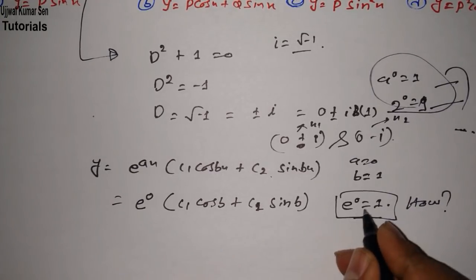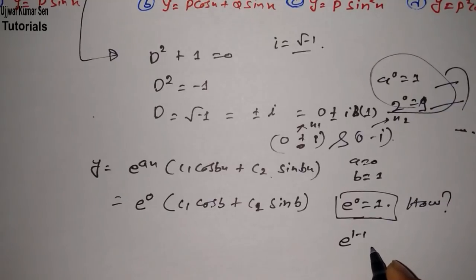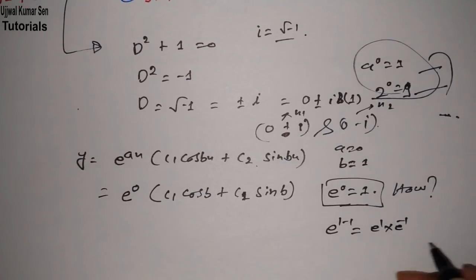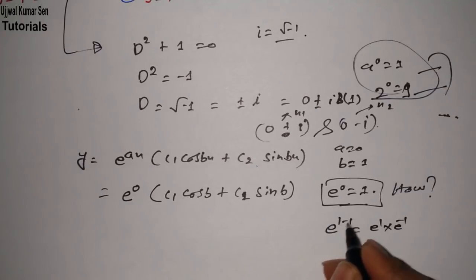So we can write e to the power 0 is equal to e to the power 1 minus 1, right? So it is e to the power 1 times e to the power minus 1, because in the power we do addition. Okay, so from this we can write this one also.